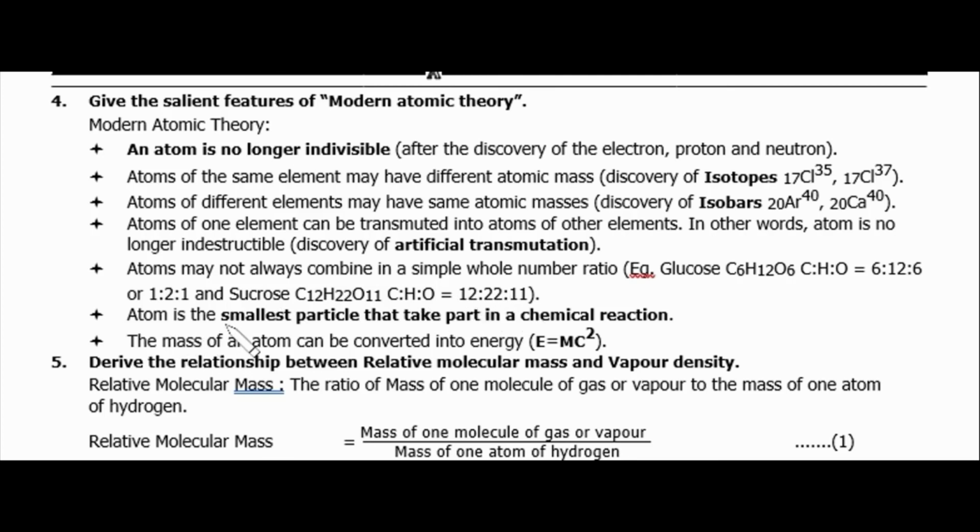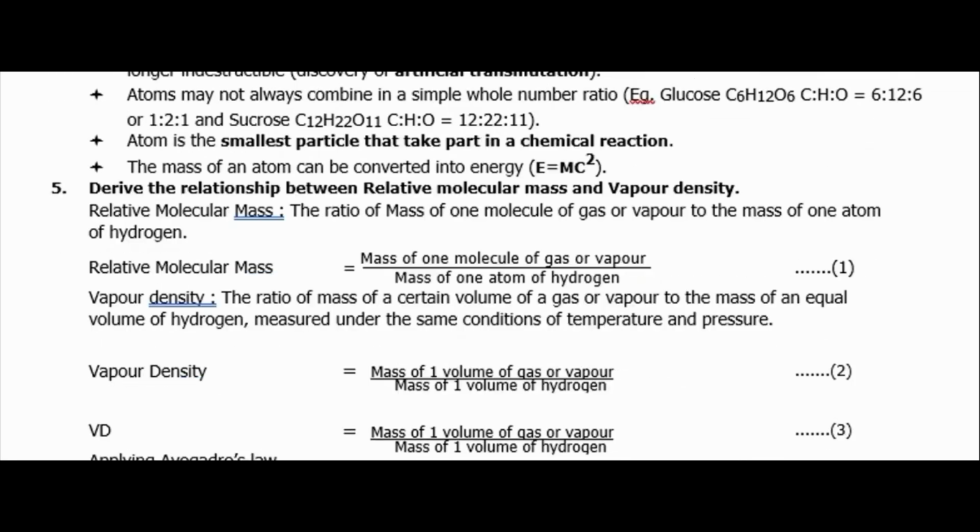Next, the atom is the smallest particle that takes part in a chemical reaction. Next, the mass of an atom can be converted into energy. Einstein equation: E is equal to mc squared.